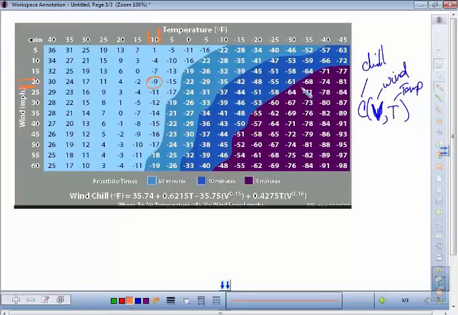But anyways, here's a wind chill factor table, and in our example over here, the velocity, the wind speed, is 20 miles per hour, blowing 20 miles per hour, and it's actually 10 degrees out, then the wind chill factor is -9. That's what that says.